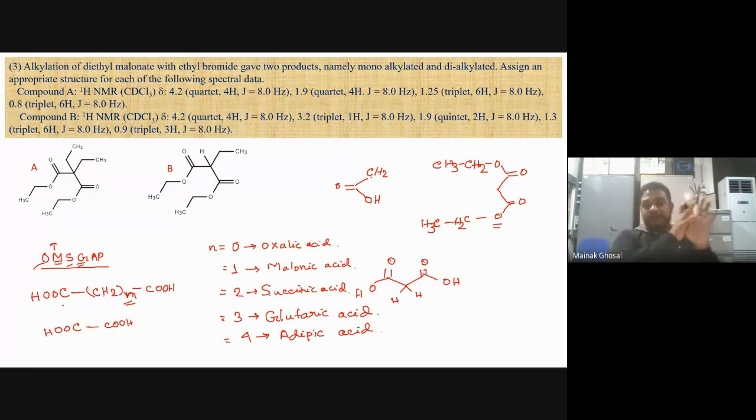So for any dicarboxylic acid, if you cannot remember what kind of structure it resembles, you just write this formula: COOH, CH2 whole N, COOH. Now you put N equal to 0, 1, 2, 3, 4, and you follow OMSGAP. If it is M, only one CH2 will be there, so your structure will be like this.